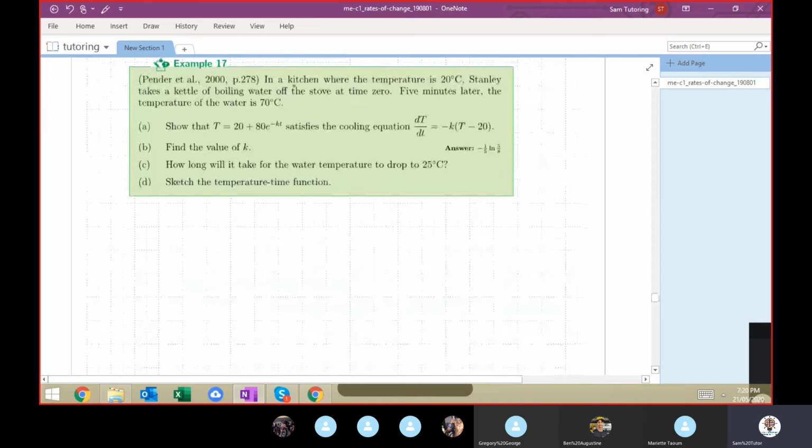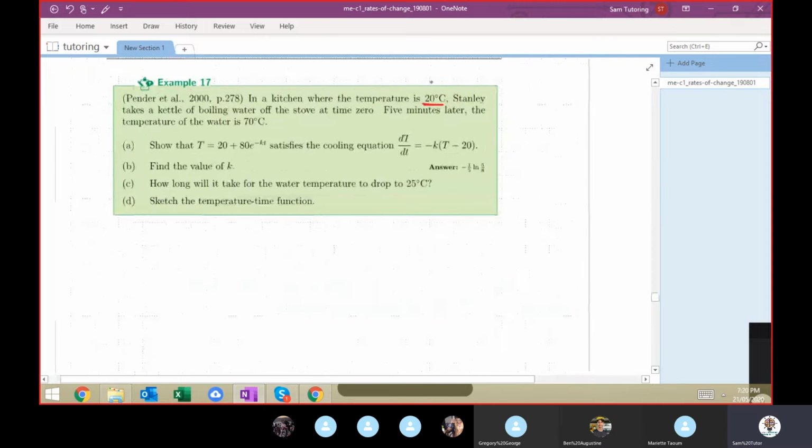All right, here we go. In a kitchen where the temperature is 20 degrees, so that's constant air temperature, Stanley takes a kettle of boiling water off the stove at time 0. 5 minutes later, the temperature of the water is 70 degrees. Show that T satisfies the cooling equation. Okay, let's do it.